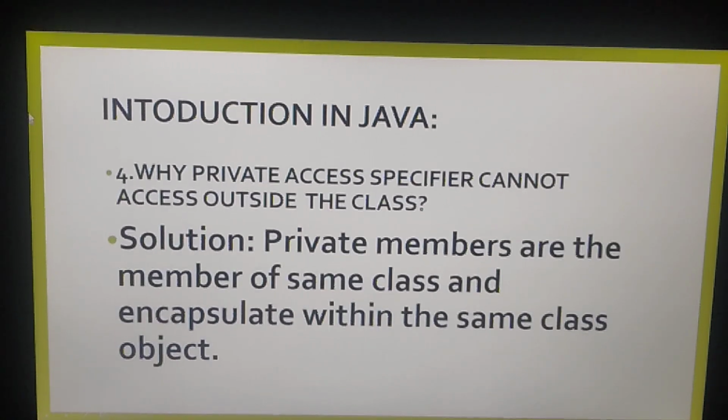Fourth number question is, why private access specifier can't be accessed outside the class? Solution: private methods are the members of the same class and encapsulated within the same class object.